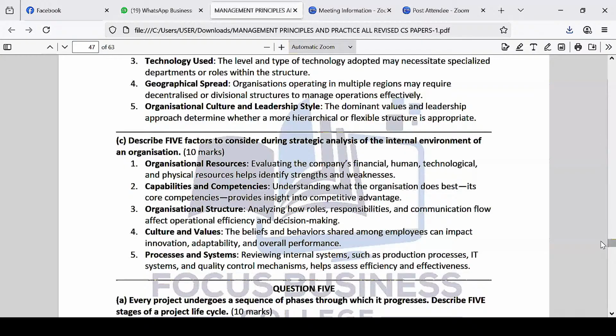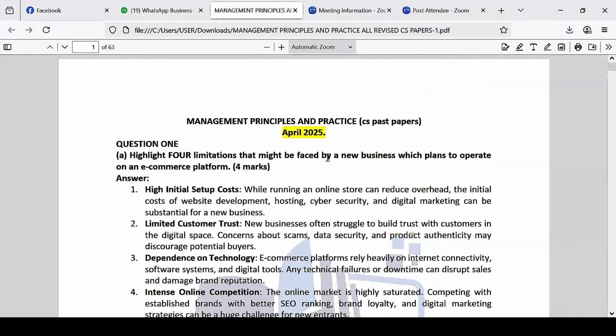You see this one we are doing here. Look at this one. Wendy, what is appearing in your screen? Look at the first paper there. Which one is it? Wendy, do you see what is in your screen? That is which one? April 2025.